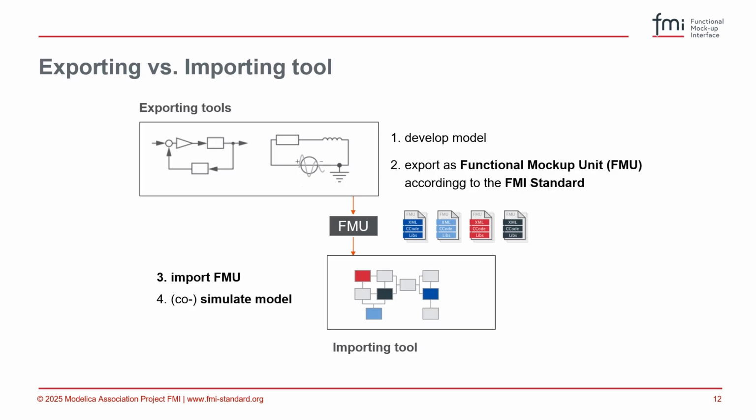And you do not have to develop n times n different interfaces. The basic steps that are performed are: first, develop the model in a suitable tool. Second, export it according to the functional mockup interface standard in the form of a functional mockup unit, the FMU. Third, import the FMU in the tool where you want to simulate it, possibly in a co-simulation with other models. Fourth, perform the simulation there.